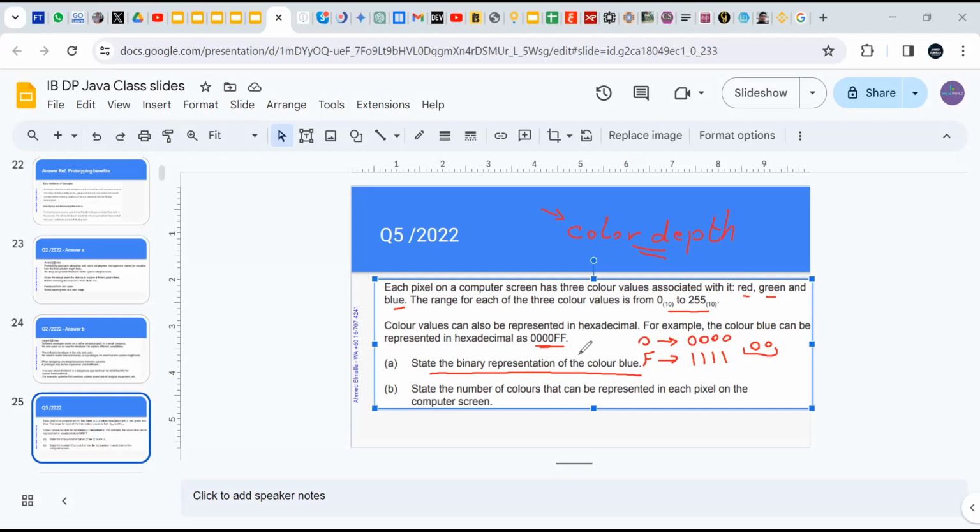Excellent. So by doing so, you are able to fill in the zeros and ones to write the binary representation, right? Yes. Okay, perfect. Now state the number of colors that can be represented in each pixel on a computer screen. 256 cubed. Excellent.